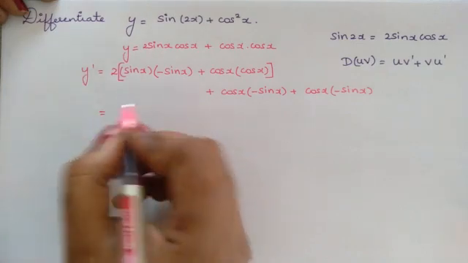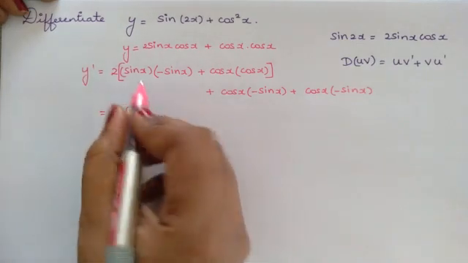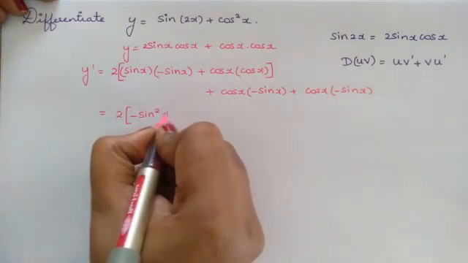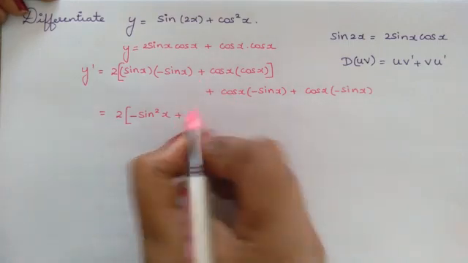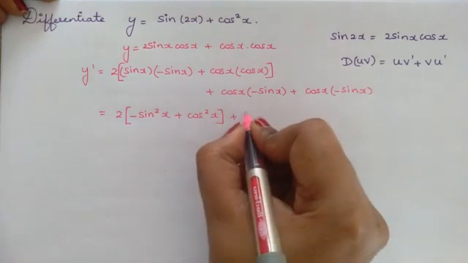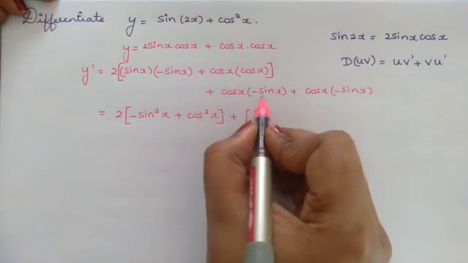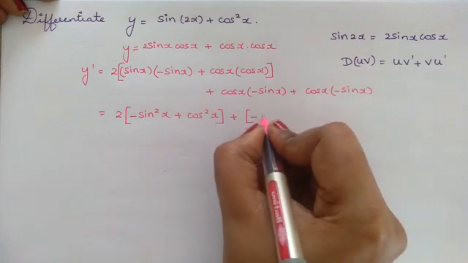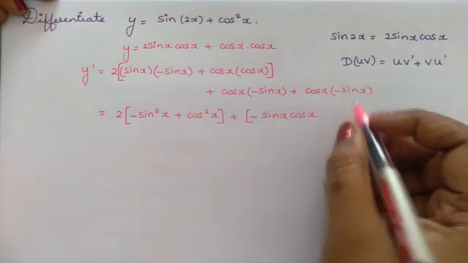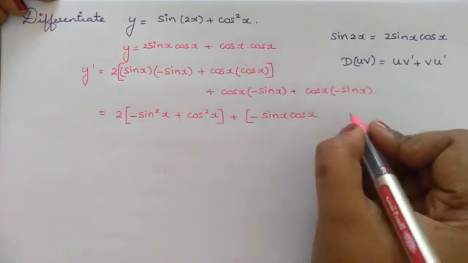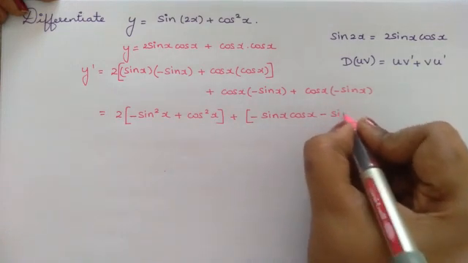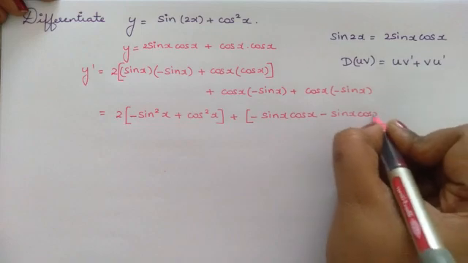Now we are going to just simplify. So this is 2 into sin x into minus sin x, which is minus sin square x. Then plus cos x into cos x, cos square x. Plus this is going to be cos x into minus sin x, minus cos x sin x, or minus sin x cos x, both are same. Now cos x into minus sin x is simply minus sin x cos x.